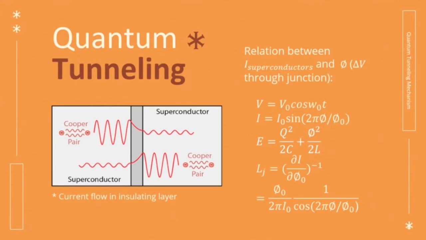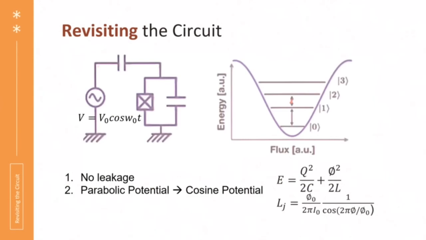Now let's revisit the circuit. We should revise the circuit of an artificial atom by making sure that it resembles the actual atom. As aforementioned, energy is proportional to 1 over L, so instead of the parabolic potential, we now get a cosine potential because, as we derived before, the Josephson inductance is proportional to 1 over cosine, and if we take an inverse of this, which is proportional to energy, then we should get a cosine curve here, as shown.